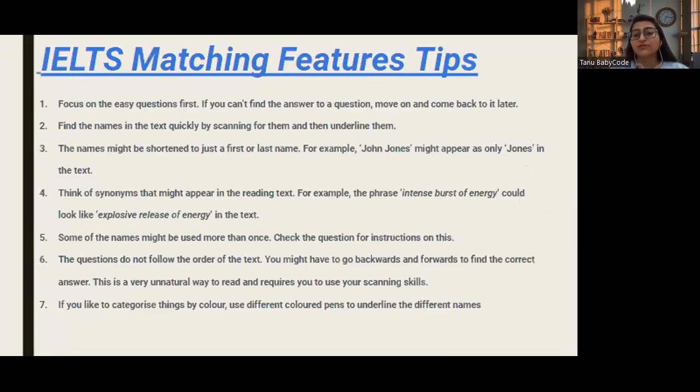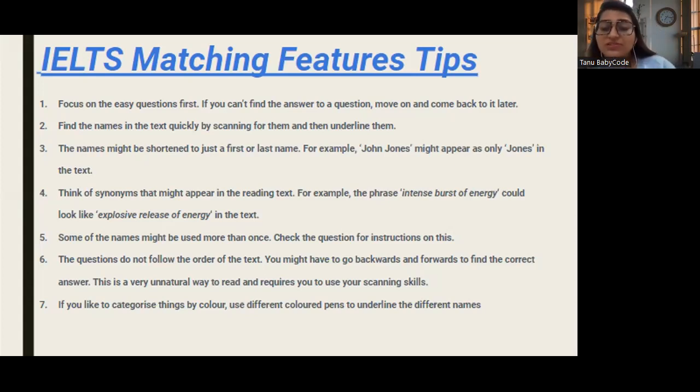Now let's talk about some of the tips. The very first tip is to focus on the easy questions first. If you believe a question is quite easy because you have some keywords there, underline those keywords and focus on that easy question. But suppose you can't find the answer to a question, move on. Come back to it later, but don't get stuck there, because it is going to consume your time. So do not waste your time.